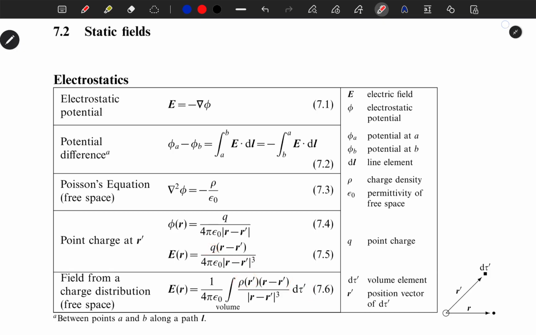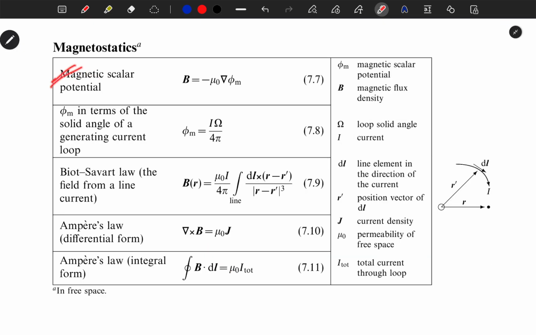For the magnetic scalar potential, B, the magnetic flux density, equals mu times nabla of phi m, where phi m is the magnetic scalar potential. So the magnetic scalar potential phi m equals I omega by 4 pi, where omega is the loop solid angle and I is the current.